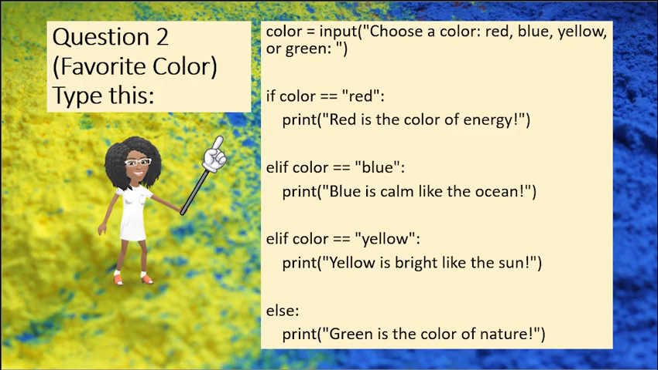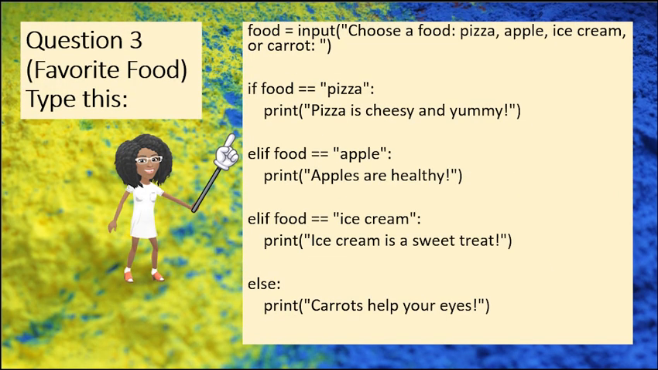Question number 2. Favorite color? Type the code that's on my screen. You can pause the video while you type. Question number 3. Favorite food? Type the code that's on my screen. Once again, you can pause the video while you type.